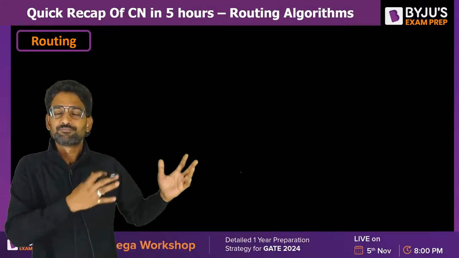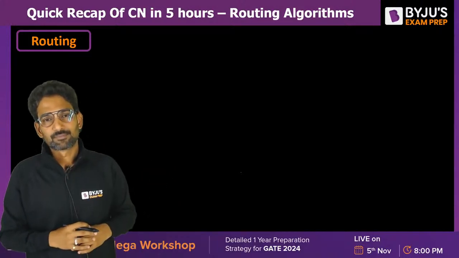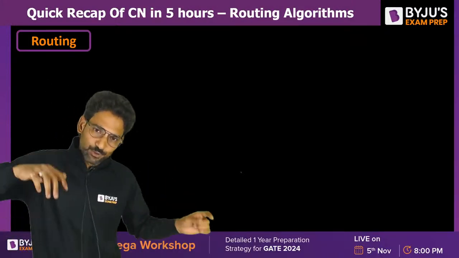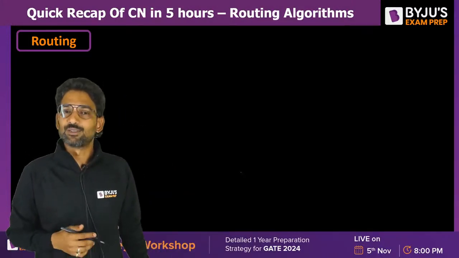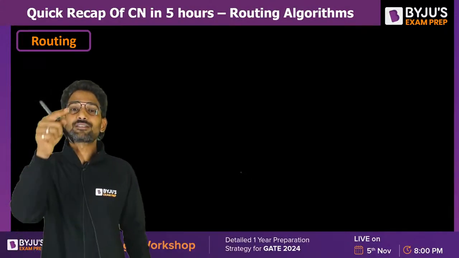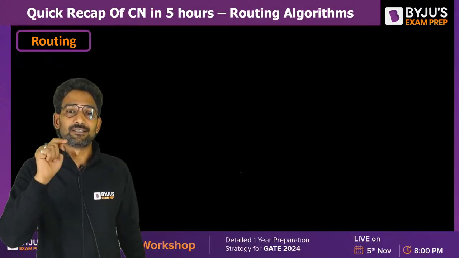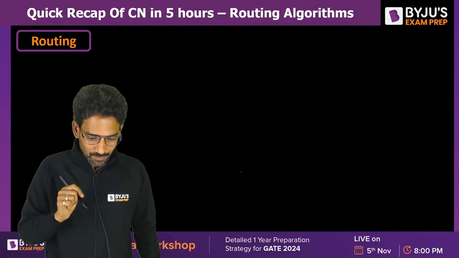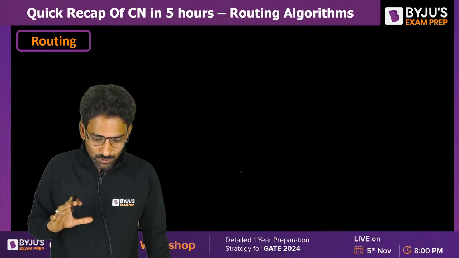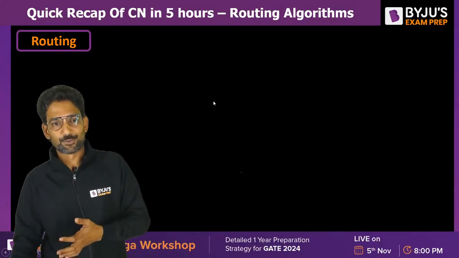So the police has actually blocked that route. As it is the shortest, do you still choose that route? No, right? You will go for the next shortest. So the next shortest is optimal in this case. Why? Because that is feasible. Okay? So I believe you understood what is the difference between shortest route and optimal route.